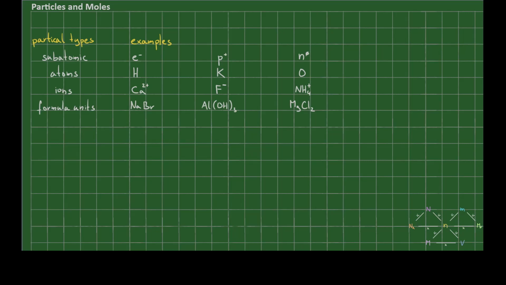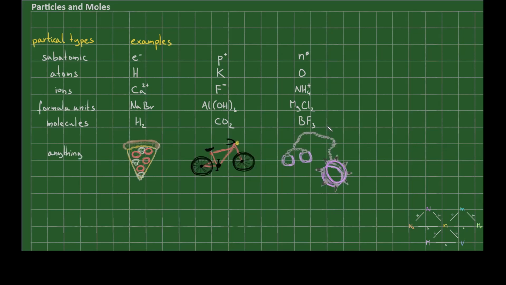The same is true for covalent compounds. And so molecules can also be seen as particles. For example, molecular hydrogen is a particle, carbon dioxide is a particle, and boron trifluoride is a particle. In fact, anything can be a type of particle. And so a pizza slice, a bicycle, a heart rate enhancer, all of these can be seen as particle types. True, when we deal with things on a macro scale, we tend to refer to them as objects rather than particles. Let me have a closer look at this pizza slice.